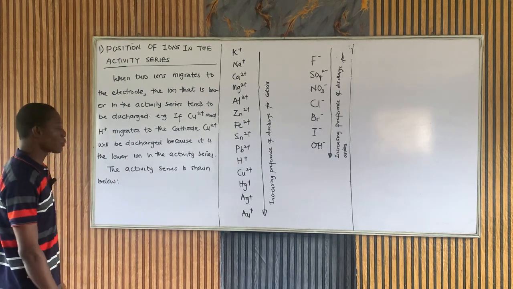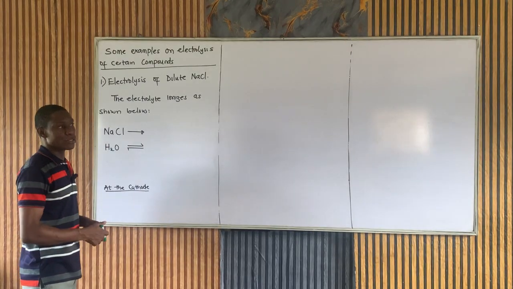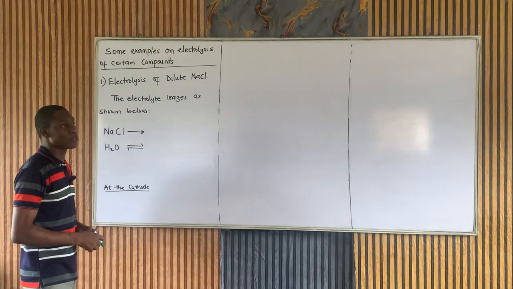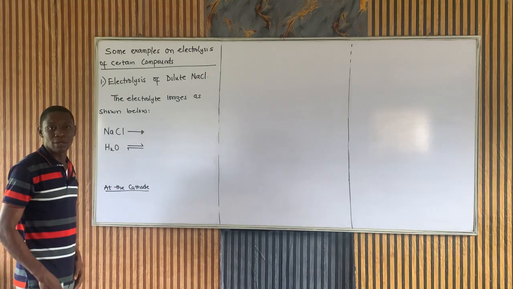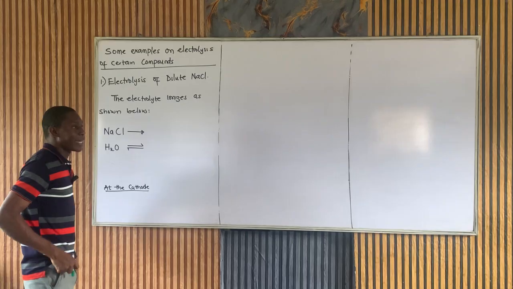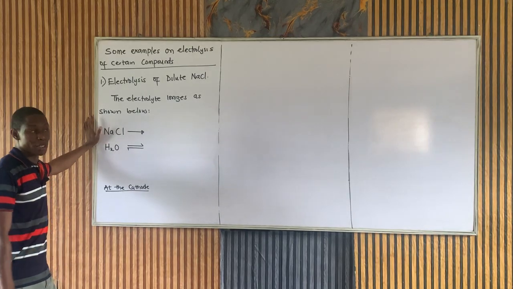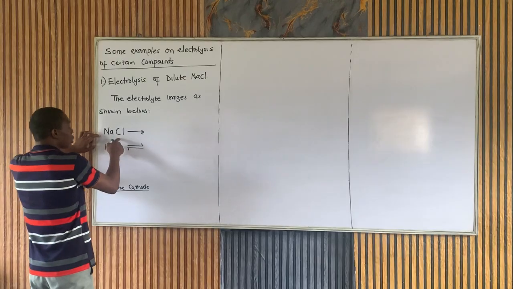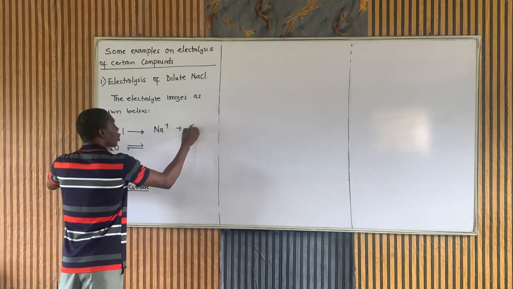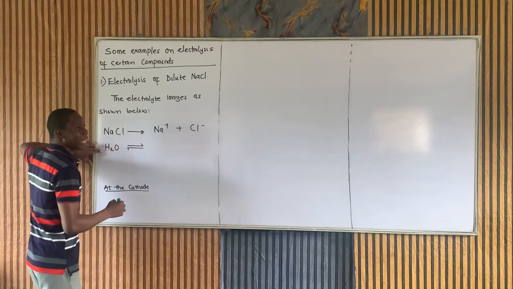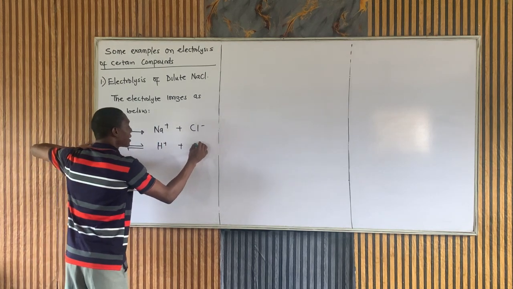So that's that about this. Now let's take some examples on electrolysis. The first compound we are considering is dilute sodium chloride. So let's see the electrolysis of dilute sodium chloride. Well, the compound is sodium chloride. Dilute means it contains water. Hence, the sodium chloride ionizes into sodium ion and chloride ion, and the water ionizes partially into hydrogen ion and hydroxide ion.